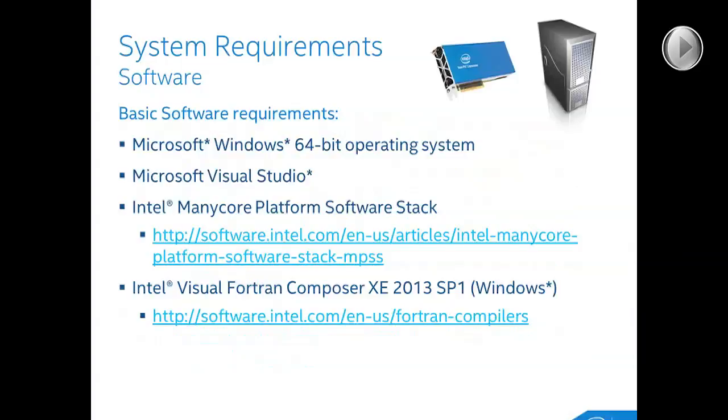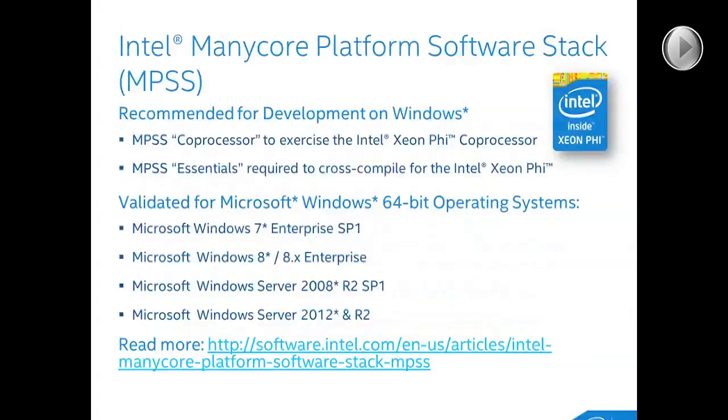In terms of our basic software requirements for development on Windows, there's 4 basic requirements that I've noted here on the foil. We're going to talk about specific versions of these and some of the details on the next few foils. We're going to start talking about the Intel Multi-Core Platform Software Stack. This is commonly referred to as MPSS. So for development on Windows targeting the Xeon Phi coprocessor, on your Xeon Phi system, you'll want to install both of the components of MPSS. There's the MPSS coprocessor component and the MPSS Essentials component.